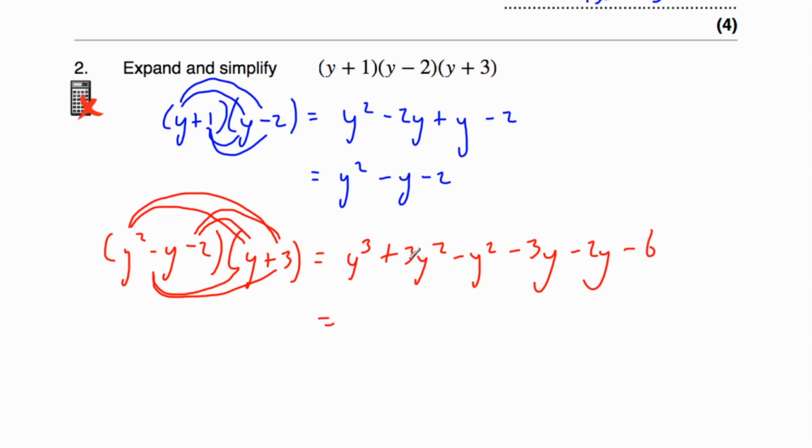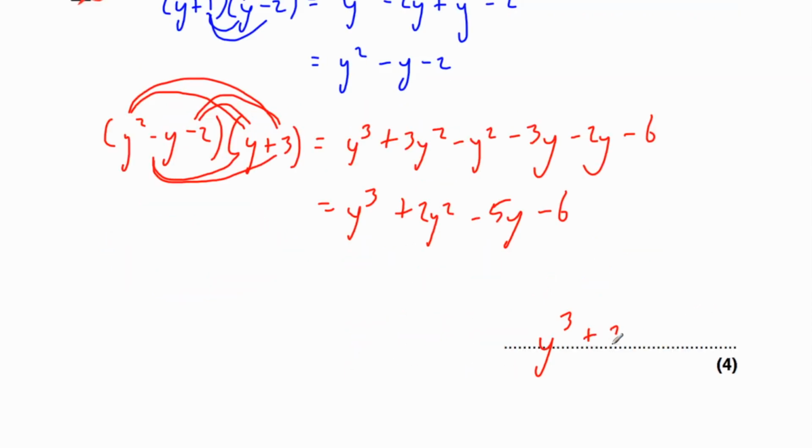Now let's collect our like terms. So let's simplify our y squared terms and our y terms. So we've got y cubed, 3y squared minus y squared. If we have 3y squared and we take away 1y squared, that'll leave us with 2y squared, so plus 2y squared. We've got minus 3y minus 2y, so that'll be minus 5y, and then we've got minus 6. So the answer would be y cubed plus 2y squared minus 5y minus 6. And that's it. So if we're asked to expand y plus 1, brackets, y minus 2, brackets, y plus 3, the answer would be y cubed plus 2y squared minus 5y minus 6.